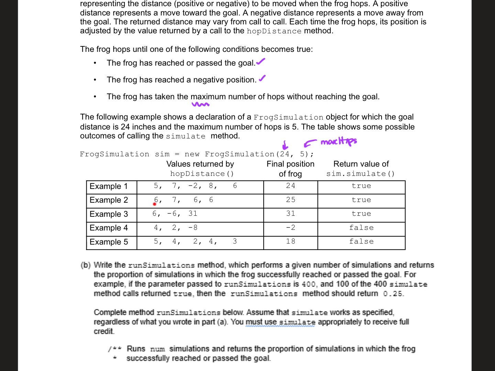Now in the second example, he makes it in 4 hops. In the next example, he makes it in 3 hops. On the 4th example, he jumps 4, then 2, so he's now at 6, but then he goes -8, so he got a final negative position. So he stops hopping there, even though he still has hops left. And then lastly, all of his hops are fairly small, so he didn't get to goal distance.